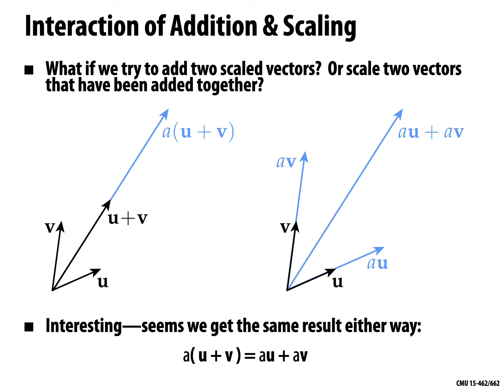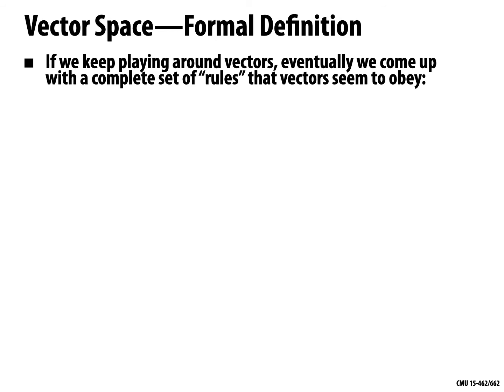Now again, if somebody had just given you this rule, if somebody had said, oh, in a vector space, by definition, scaling a sum is the same as summing the scaled vectors, you might say, fine, I accept that and I'll use that rule. But here you see that this rule comes from a very, very natural geometric picture. Okay? So as we keep playing this game, as we keep playing around with vectors, eventually we come up with a complete list of rules that vectors obey, that completely characterize the way vectors behave.